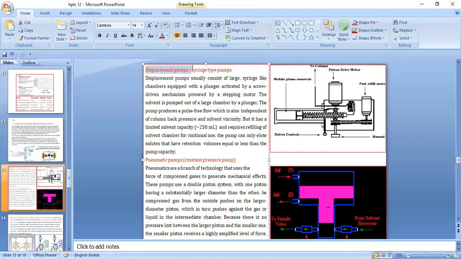The second pump is called a displacement pump or the syringe pump. Now in a displacement pump, you again have a solvent reservoir. Here you have a syringe, which is provided with a plunger. When we pull the plunger out, it again takes the solvent in. The displacement pumps usually consist of large syringe-like chambers equipped with a plunger, activated by a screw-driven mechanism powered by a stepping motor.